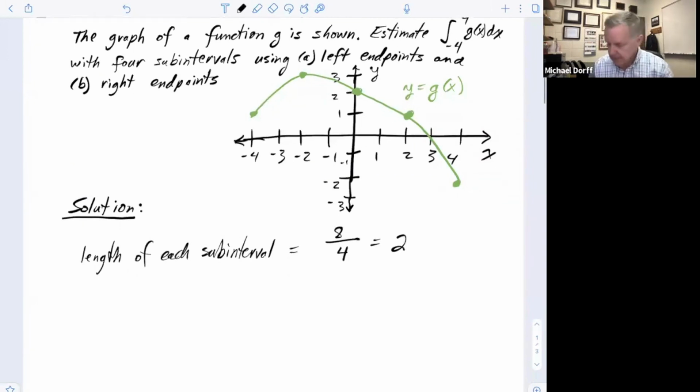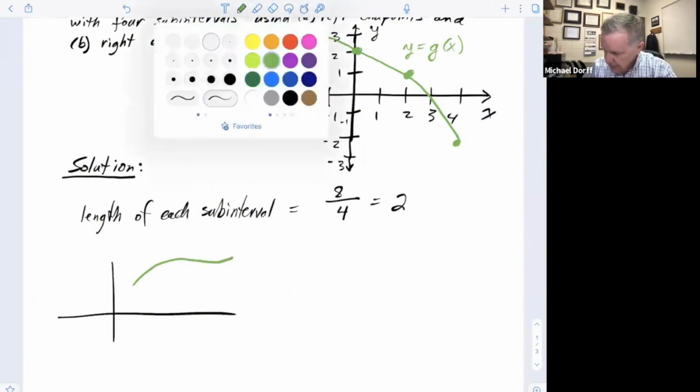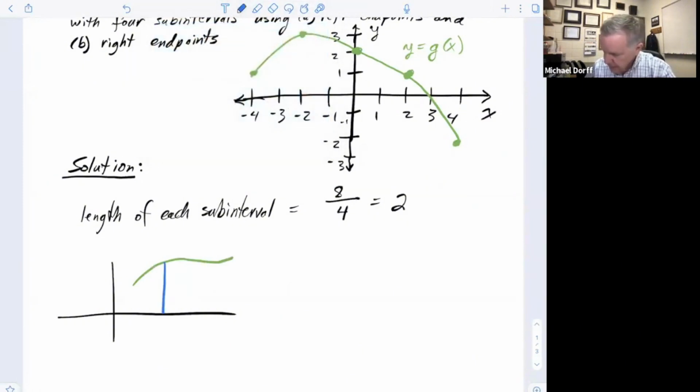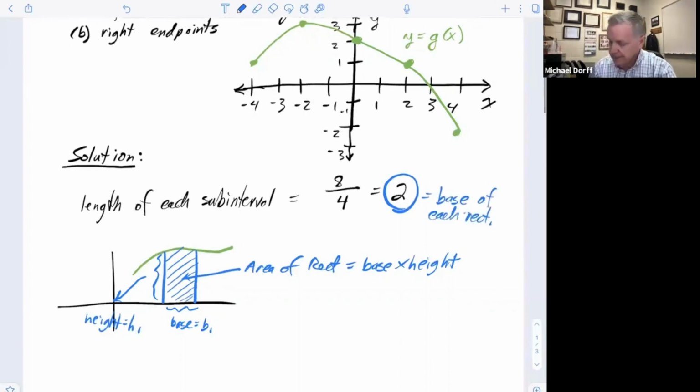Now, why do I need that? Well, what I'm doing here is, if I've got my curve here, I'm going to be looking at a rectangle that's underneath the curve, and I'm going to be approximating the area of this rectangle. And it's going to equal the base times the height. This is the base, we'll call it B1, and we're going to use this as the height. We'll call that H1. Now, what is the base then? The base is going to be the length of each subinterval. So this 2 here is going to equal the base of each rectangle. And that's why that's important.